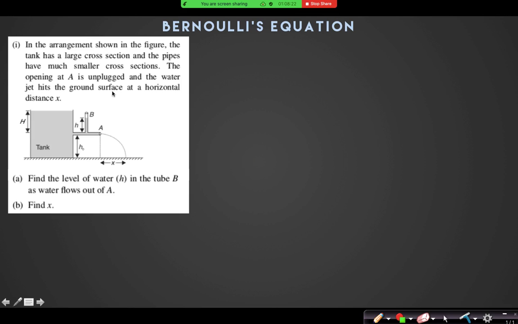Try to solve this. In our arrangement shown, the tank has a larger cross section. Pipe has much smaller cross section. Opening A is unplugged and the water jet hits the ground at a horizontal distance x. Find the x. The second question. The first question says what is the height of water level in A in the tube B. A very simple question. Try to answer it.